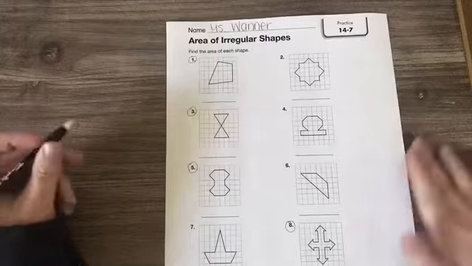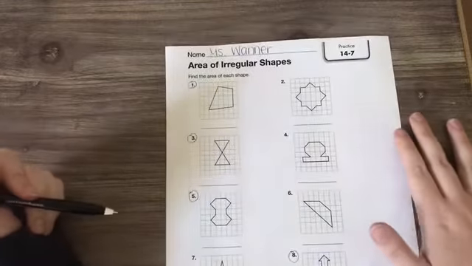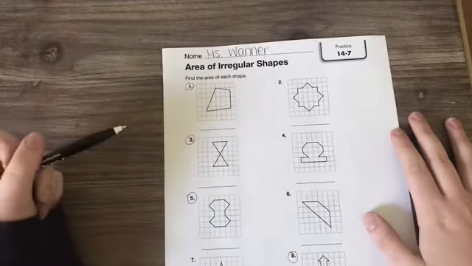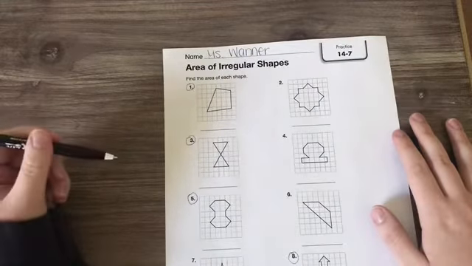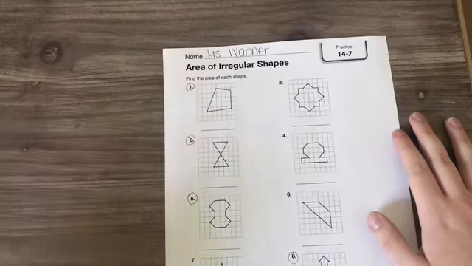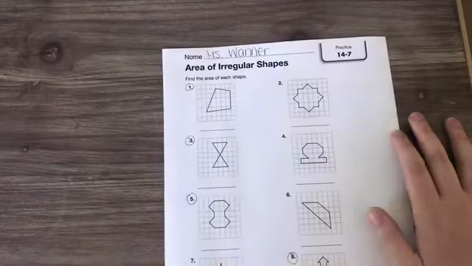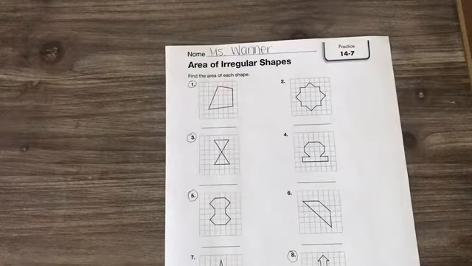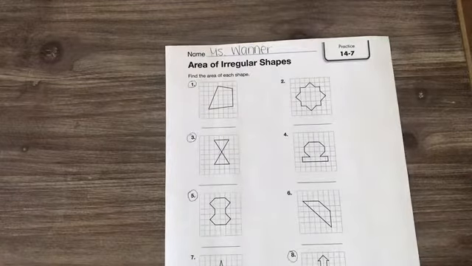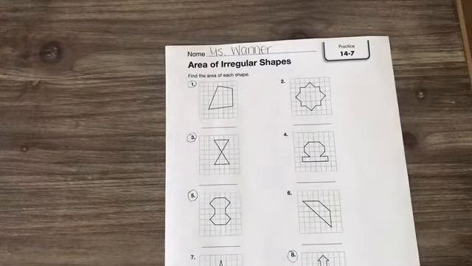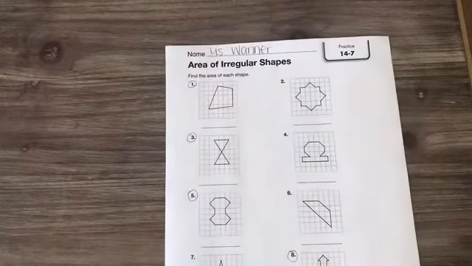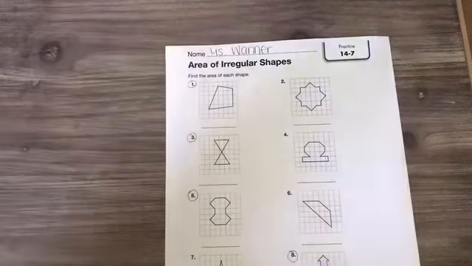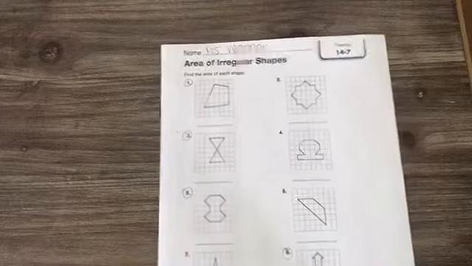Okay, so now if we look at number 1, we see a 4-sided shape, and that one is an irregular shape. So we're going to find the area of it using the steps that we have learned so far. So our first step is that we need to count the number of whole squares. Can you see the number of whole squares? Yep, I can too. So I'm going to label those.